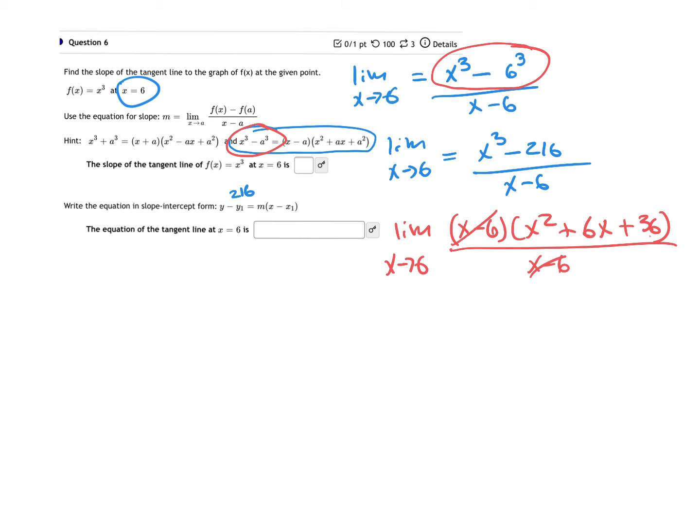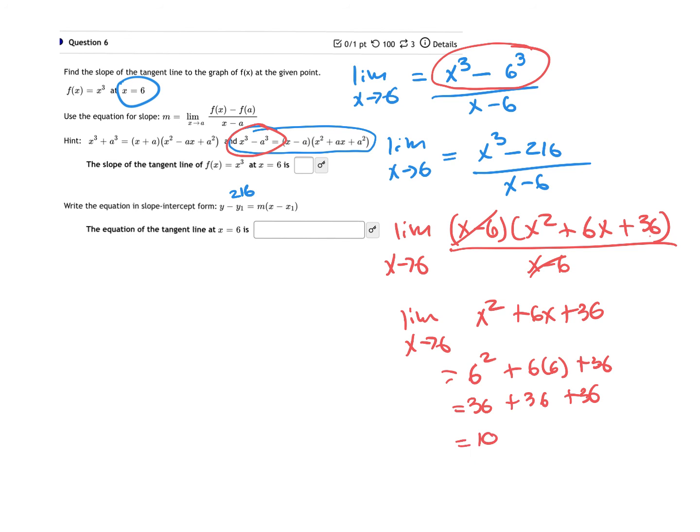Now my x minus 6's cancel out, so I'm left with the limit as x approaches 6 of x squared plus 6x plus 36. So I'm just going to put 6 in place of x. So that'd be 6 squared plus 6 times 6 plus 36, which is 36 plus 36 plus 36, which equals 108. So my slope is 108.